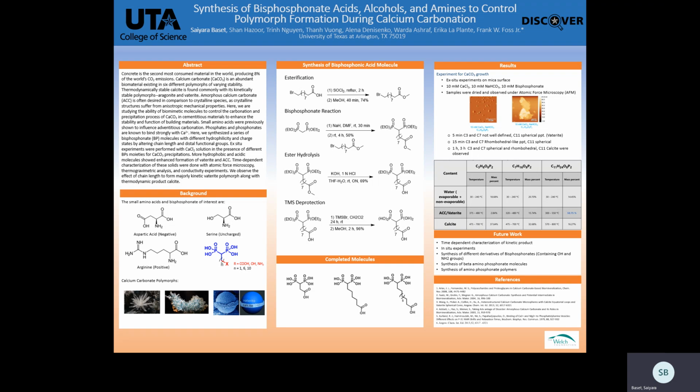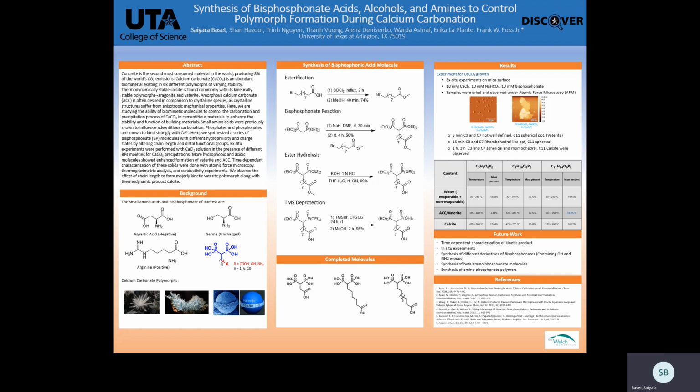Amorphous calcium carbonate, ACC, is a desired polymorph compared to the crystalline species due to the crystalline structures suffering from anisotropic mechanical properties. The more hydrophobic C11 bisphosphonates, as shown in the table here, showed more formation of vaterite and ACC at 58.75% here in the blue, compared to the C3 and C7 bisphosphonates, which had less ACC and vaterite formation and more calcite formation.